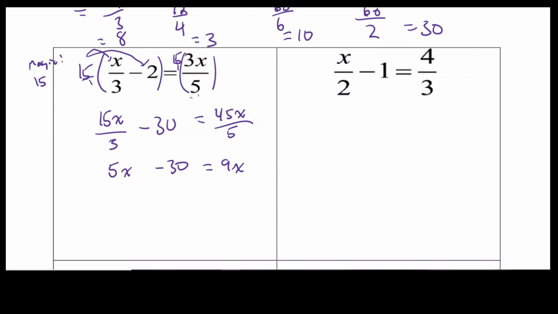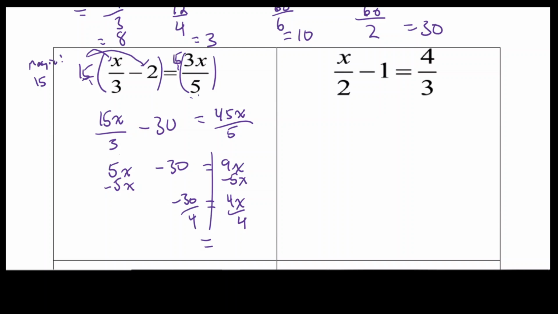So I've got x on both sides. I'm going to get rid of one of the x terms. I'm going to get rid of this 5x here so that I have just x on one side. That's going to leave negative 30. Don't drop that negative sign. And that's going to leave positive 4x.